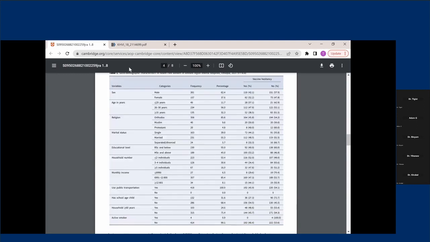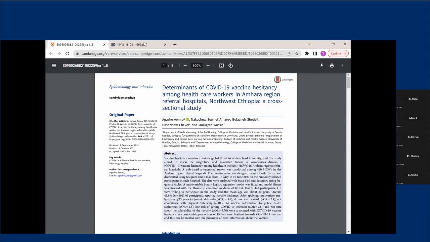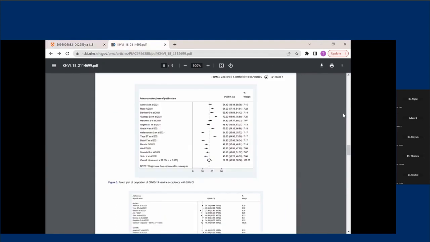So this is a single study that reported the finding based on a group of individuals, which used a proper sample size technique and everything.